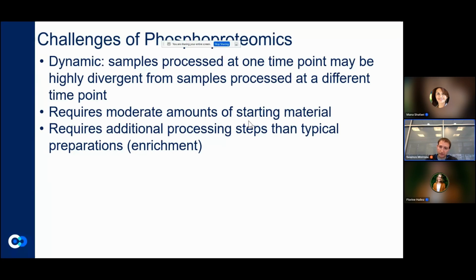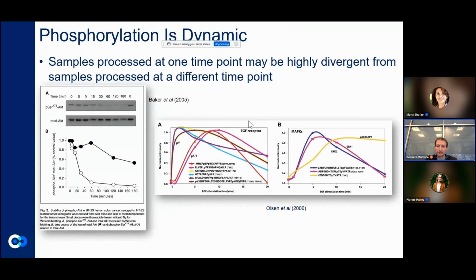And because of this stoichiometric nature, that it's in low abundance, it also requires additional processing steps beyond typical preparations in order to get rid of any non-phosphorylated components, and this is the enrichment process. So I want to cover each one of these points very briefly. On to this first point about phosphorylation being dynamic.